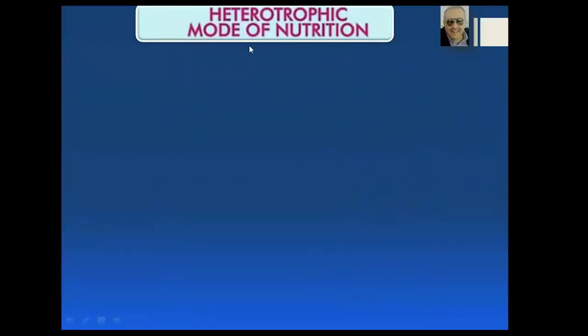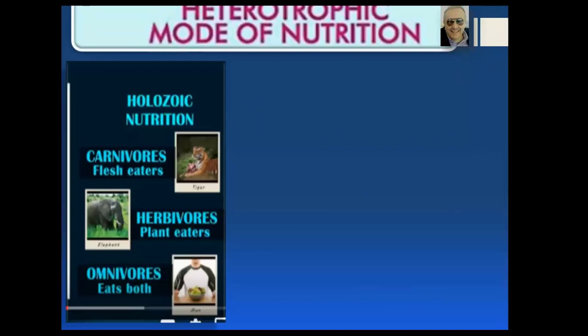Second, the heterotrophic mode of nutrition. First, holozoic nutrition, such as carnivorous, which are flesh eaters such as tiger, herbivorous, plant eaters such as rabbit and elephant, and omnivorous, which eat both flesh and herbs such as human beings.